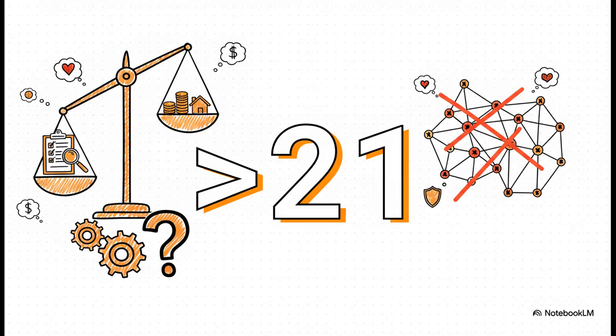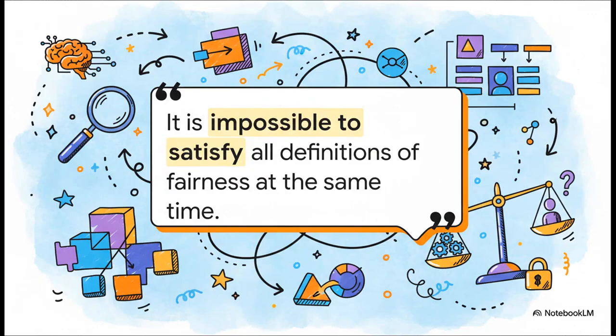And if you thought 2 was a lot, it goes way, way deeper. Researchers have come up with, and this is not a typo, more than 21 different mathematical definitions of fairness. Each one is a slightly different flavor, a unique way of looking at what it means to be equitable. And this right here, this is probably the most important and frustrating truth in this entire field. It is mathematically impossible to make an algorithm that satisfies all of those 21 definitions at once. Trying to make it more fair by one metric will almost always make it less fair by another.